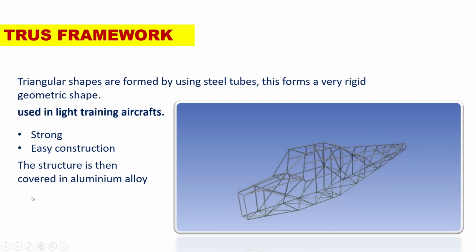Okay, after the steel tubes, what you do is you add an aluminum alloy. You cover this structure with aluminum. You won't fly this, right? You'll cover this with the aluminum alloy, and you don't use pure aluminum. You use aluminum alloy, and we'll go into details of the material later on.